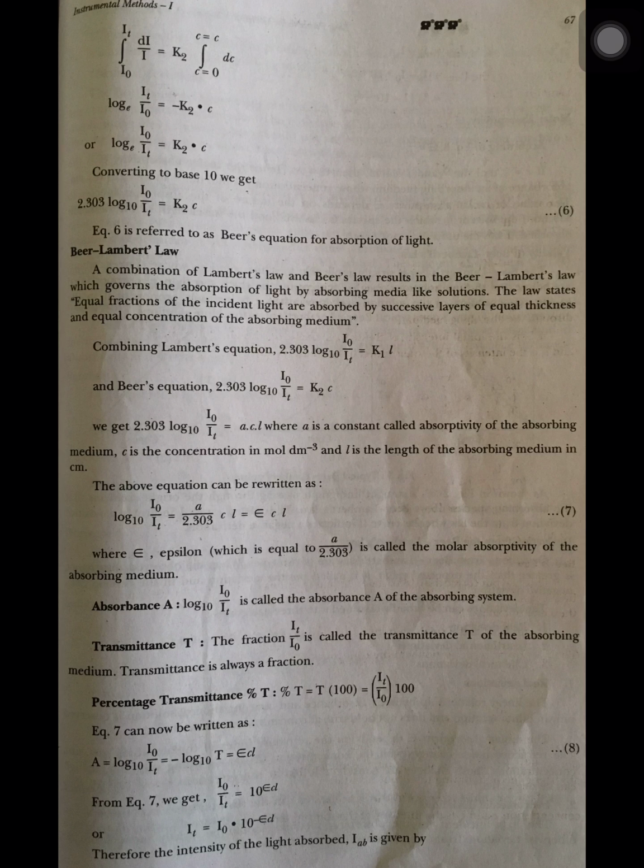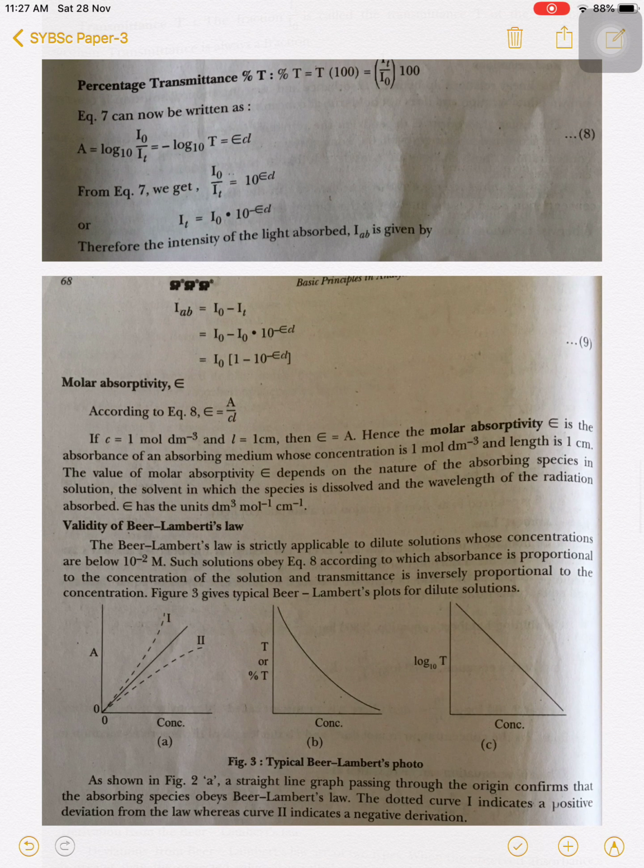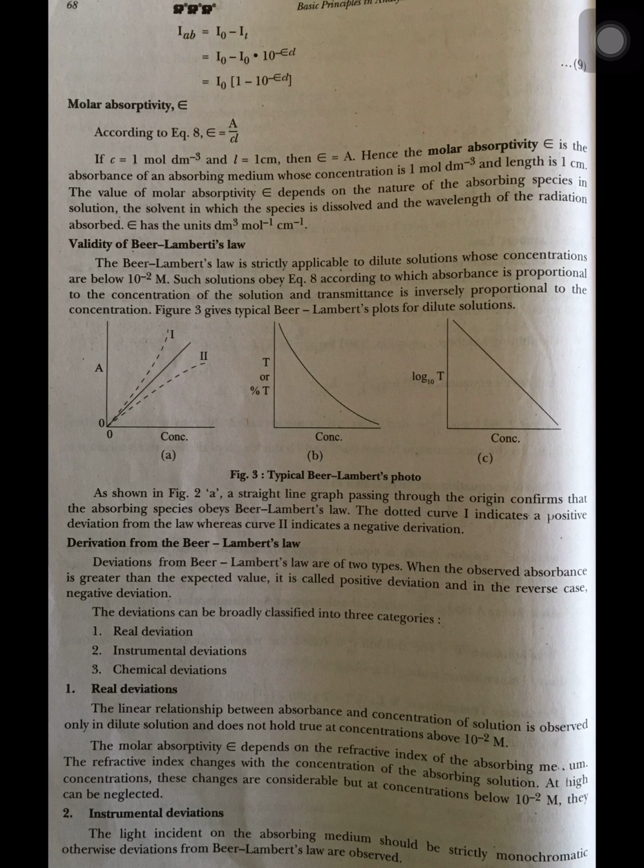The intensity of light IAB which is absorbed is given by the equation IAB is equal to I0 minus IT. So how much light is absorbed depends upon the intensity of initial light and intensity of transmitted light. If you subtract these two, we will get the intensity of absorbed light. So I0 minus IT, just as we have written on the last page, I0 into 10 raised to minus epsilon CL. So IAB is equal to I0 in the bracket 1 minus 10 raised to minus epsilon CL. So this is equation number 9.